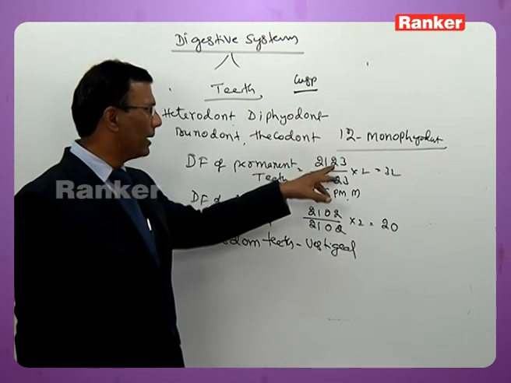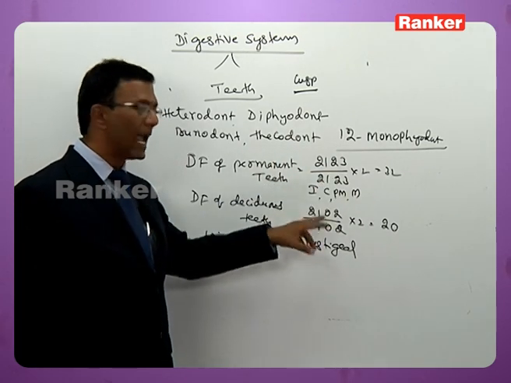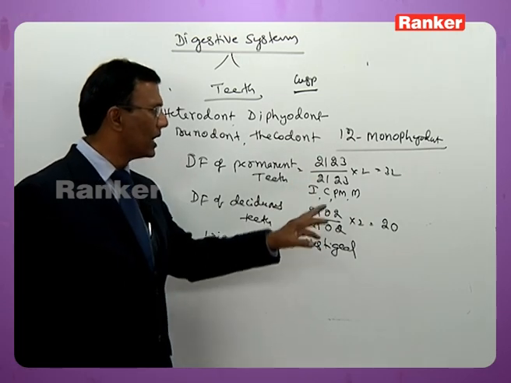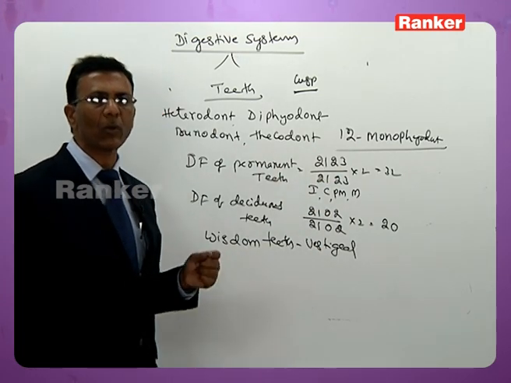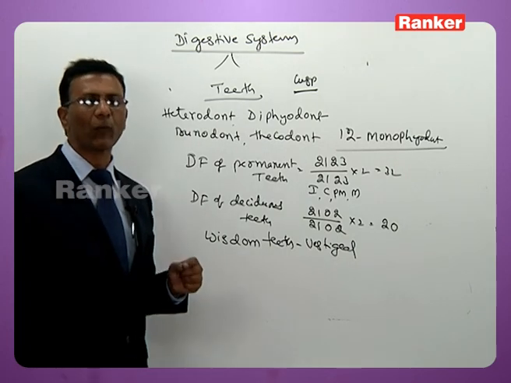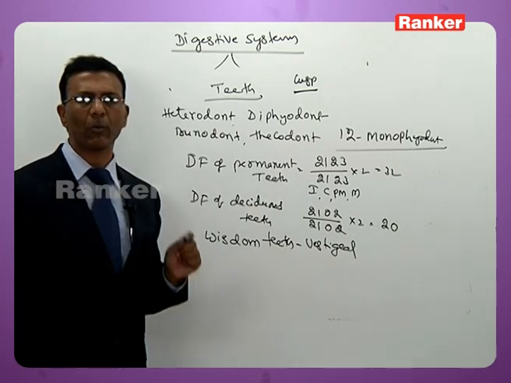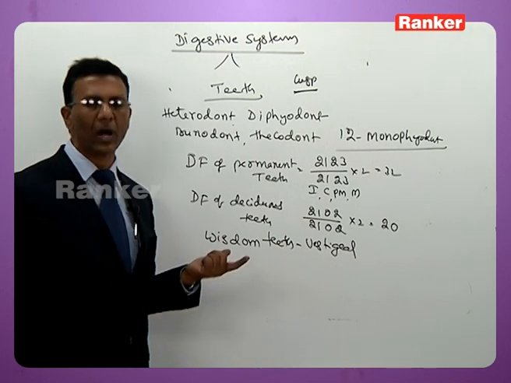So premolars here now how many? 4 plus 4, 8. 8 plus 4, 12. So altogether 12 teeth are monophyodont. That is, they come out of the jawbone only once. What do you mean monophyodont teeth? The teeth that come out of the jawbone only once are called monophyodont teeth.